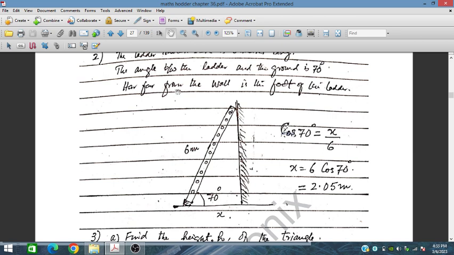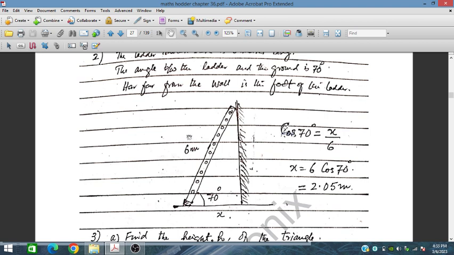How far from the wall? The foot of the ladder. So this is the foot of the ladder and this is the wall. The distance from the foot of the ladder to the wall, from here to here, is considered x, the distance.